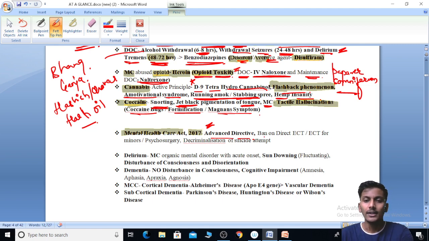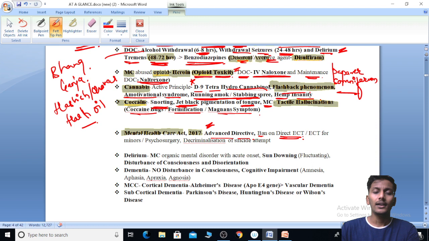The next one, according to this Mental Health Care Act 2017, there was a ban which was imposed on direct ECT. Okay, ECT cannot be directly given. Electroconvulsive therapy should be given after giving a sedative agent like benzodiazepine. We have seen usually in catatonic schizophrenia, we give IV lorazepam and then we perform ECT, right? So please remember, there was a ban on direct ECT.